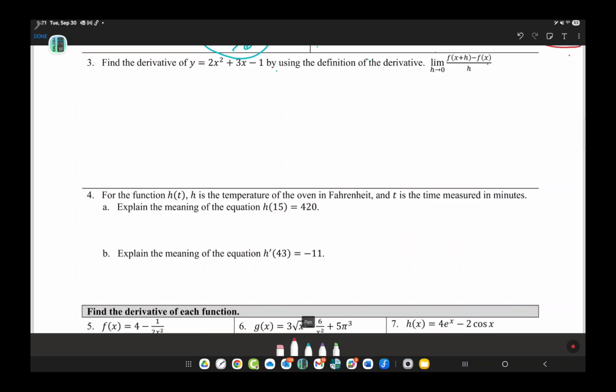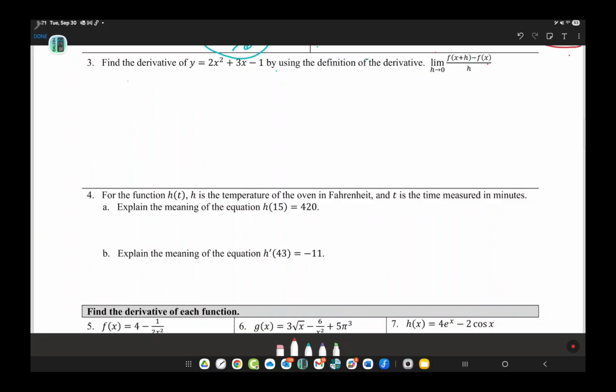So find the derivative. Now, on the test, you are not going to have to use the limit definition of derivative to solve and find the derivative. What you will have to do is set it up and simplify. Okay? And it's one of your multiple choice questions.